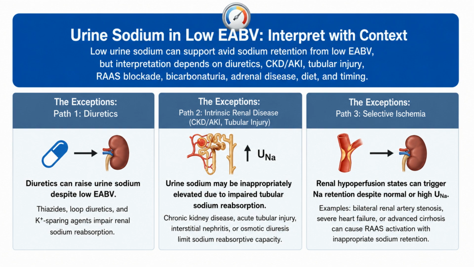Diuretics can raise urine sodium despite low effective arterial blood volume. Tubular injury can make sodium reabsorption ineffective. Severe renal hypoperfusion can also create misleading patterns. So for the teaching case, the urine sodium is one clue.